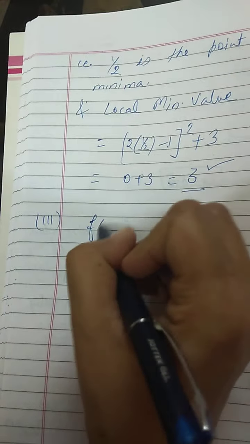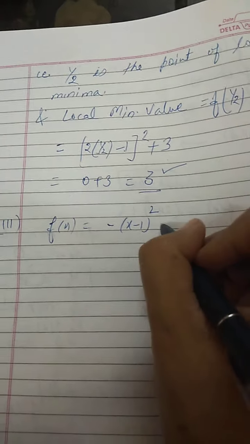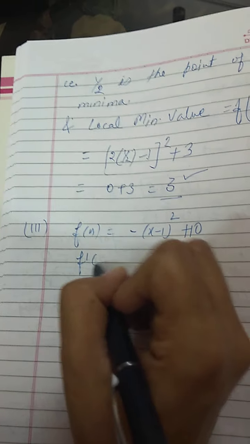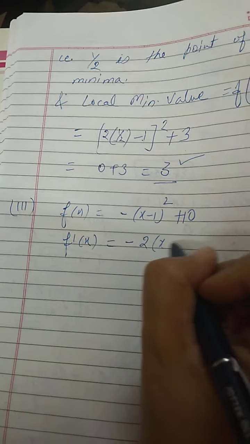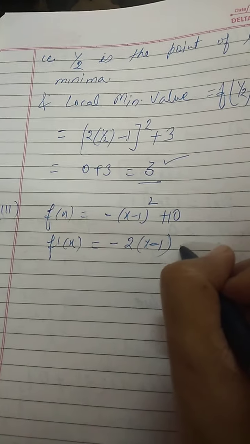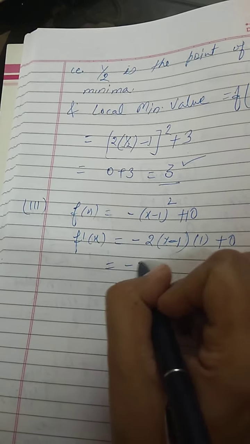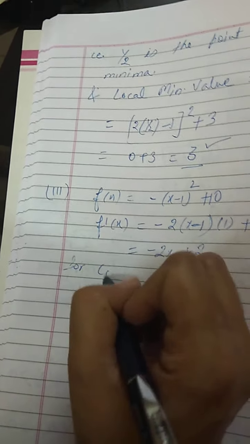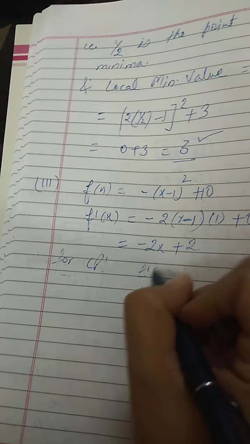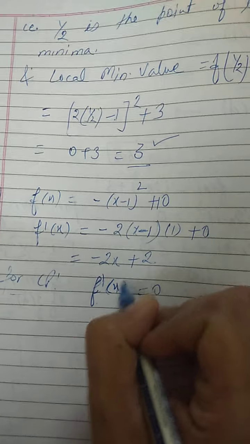The third part says the function we are having as minus of x minus 1 whole square plus 10, right? So what we will do, just find the first order derivative. Minus, power in front, reduce the power by 1, into derivative of x minus 1 is 1 only, derivative of 10 is 0. So what we are getting here, minus 2x plus 2, right? And now for the critical point, we will equate the derivative to 0, right?